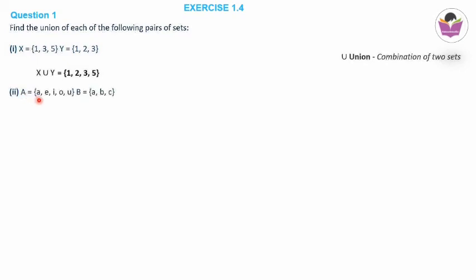Next is A is equal to A, E, I, O, U, B is equal to A, B, C. So when you write A union B means, here you can see A, then next is B, next is C, then next is E, I, O, U. Write it in alphabetic order. So A, B, C, then E, I, O, U. Repeated elements no need to take. Then A is equal to set of x such that x is a natural number and a multiple of 3.